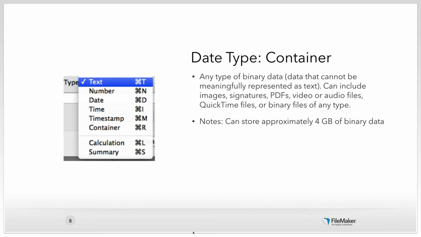And you can store approximately 4 GB of binary data per container field. That's actually only correct if you're storing it within the database file. If you allow FileMaker to manage your files on the server file system, it's just as big as your hard drives on your server. So that's only the case when you're storing it within the container field itself, for example, maybe you're storing it on FileMaker Go on your iPad. So that's one of the limitations there.